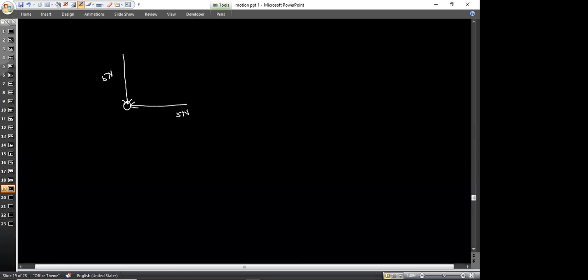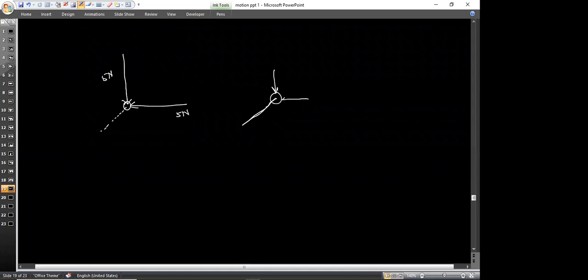In which direction will this ball move? This ball will move in this direction, because both of them are hitting at the same time. This force will make the ball move downward, and this force will make the ball move in this direction. So the net direction of the force exerted on this object will be this direction.